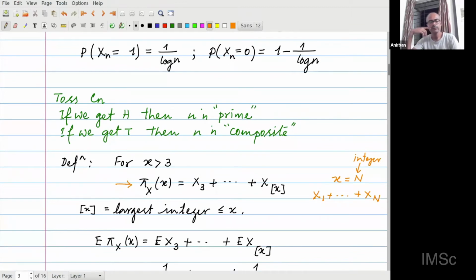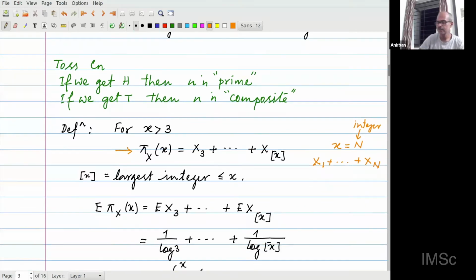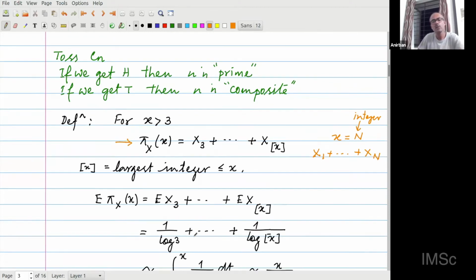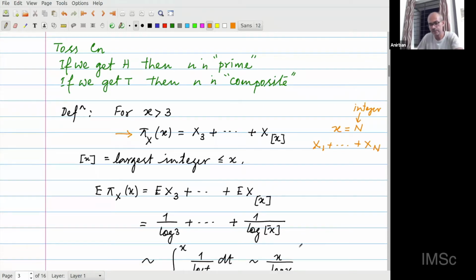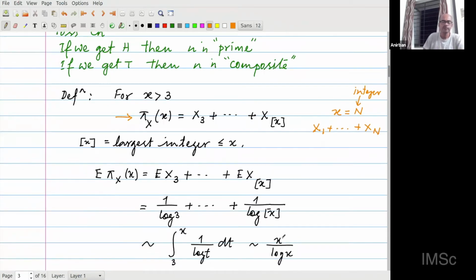And then we look at the expectation. What is the expectation of this random variable? Expectation is a linear function, so it gets added. You add all the expectations of the individual random variables. All these random variables take value 0 and 1, and each takes value 1 with probability 1 over log n. So for 3 it's 1 over log 3, for 4 it's 1 over log 4, and so on up to 1 over log x.